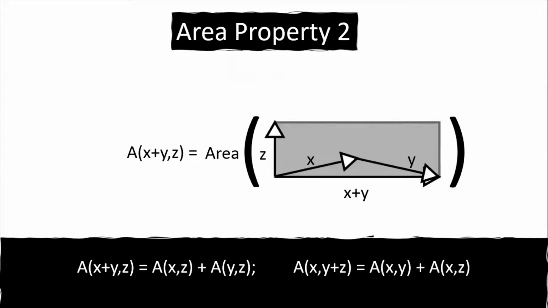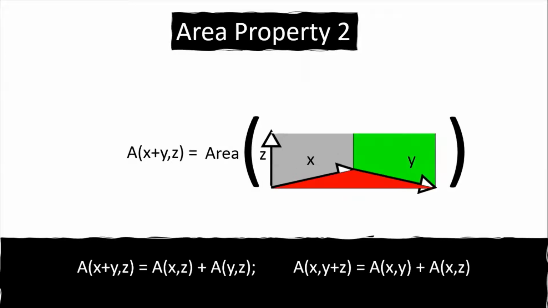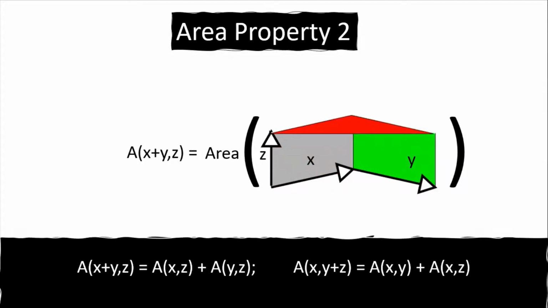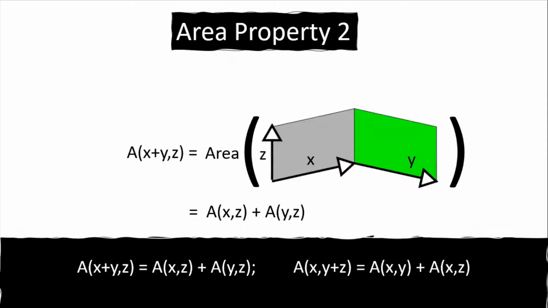The second property, if you think area is like length times width, you might expect that this z could distribute across the x plus y to x times z and y times z, and vice versa the other way, which indeed it can. Here, if I've got the vector x plus the vector y to get the base, I can recolor this gray parallelogram into pieces to make it look like this. And if we move the red triangle up to the top, we see that the result is the same as two separate parallelograms, the area of xz plus the area of yz.